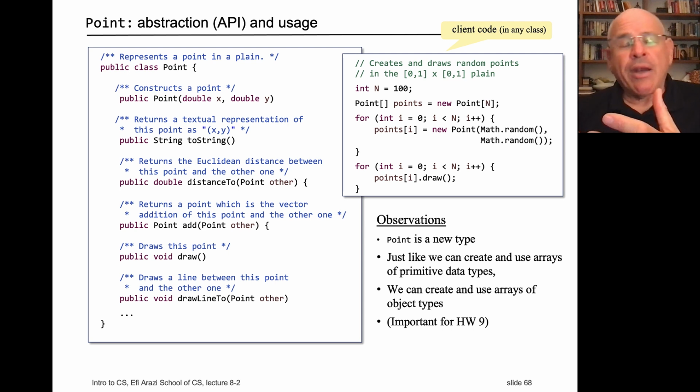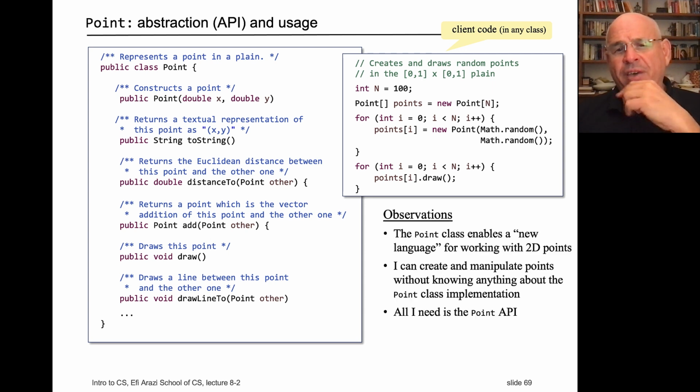Now, not only can we create individual objects, we can create arrays of such objects, right? And in this case, we created an array called points. Now, this capability actually is going to be very useful in the next homework that I'm now writing. In homework 9, you're going to use an array of objects for doing something quite surprising.